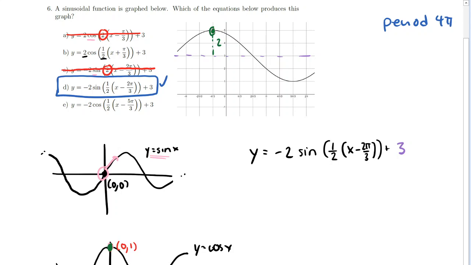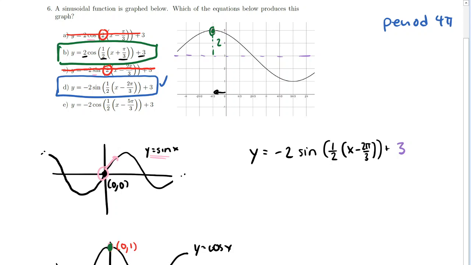1/2 as this factor of this input, that's right. This plus 3, that's valid too. But what about this pi over 3? So when we add pi over 3 to our input, we are shifting our graph left pi over 3 units, and that's exactly what's happening. So actually, this is a valid equation for the graph too.